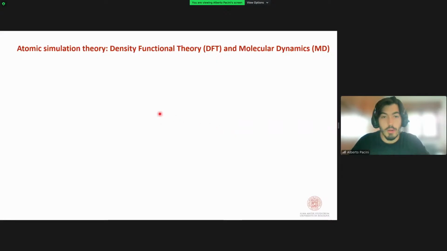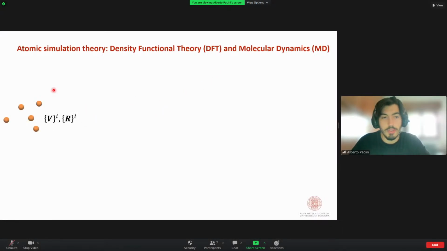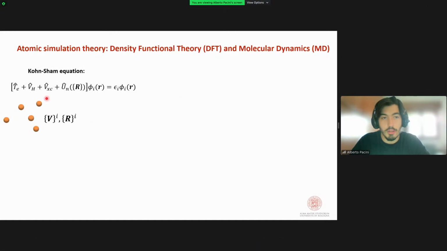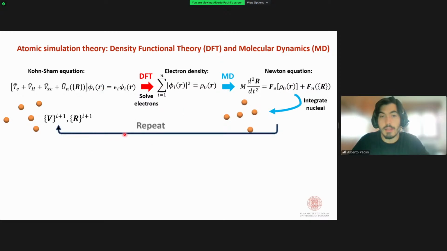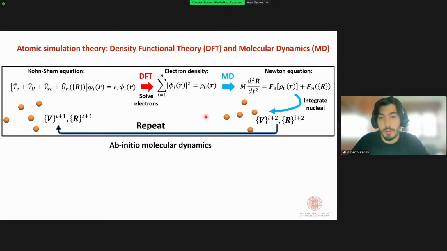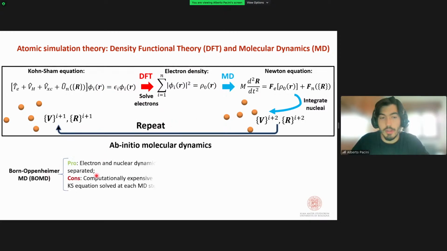I would like to recap ab initio molecular dynamics. So we start with an atomic configuration, then we have to solve the Kohn-Sham equation for the electrons. We find the electron density, which in turn gives us the force that acts on the nuclei. And then upon integrating this equation, we get the new nuclear configurations, and updating that, this is a classical, let's say, ab initio molecular dynamics loop. So we have described what is called the Born-Oppenheimer molecular dynamics. The problem is that this equation has to be solved at every iteration, so it's computationally expensive.